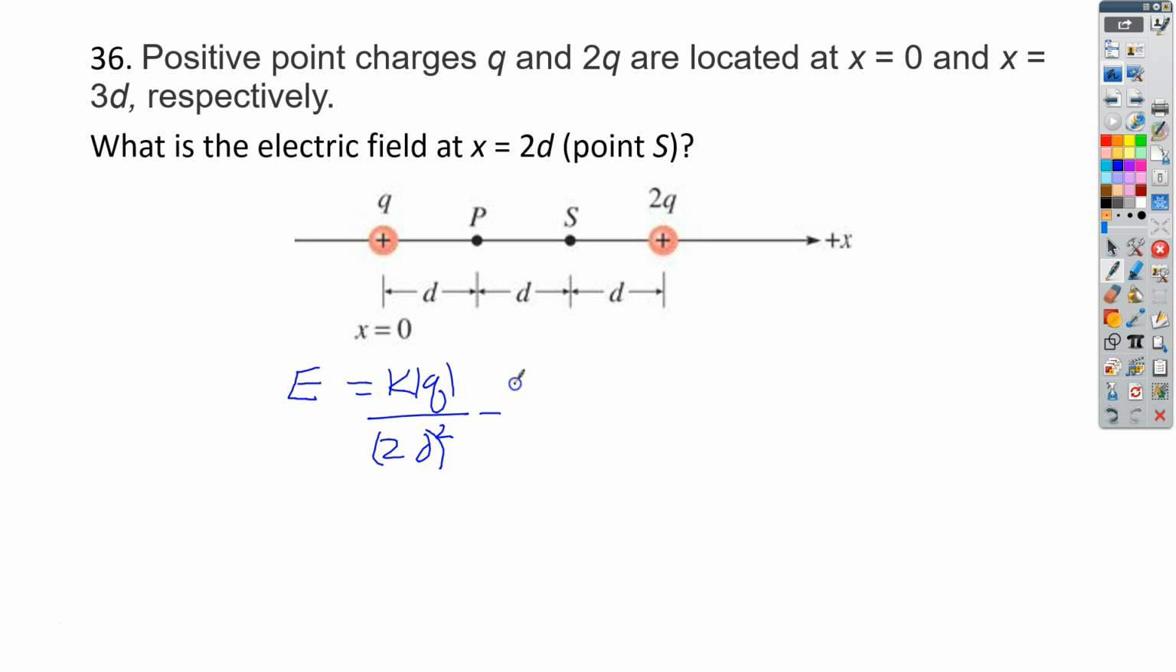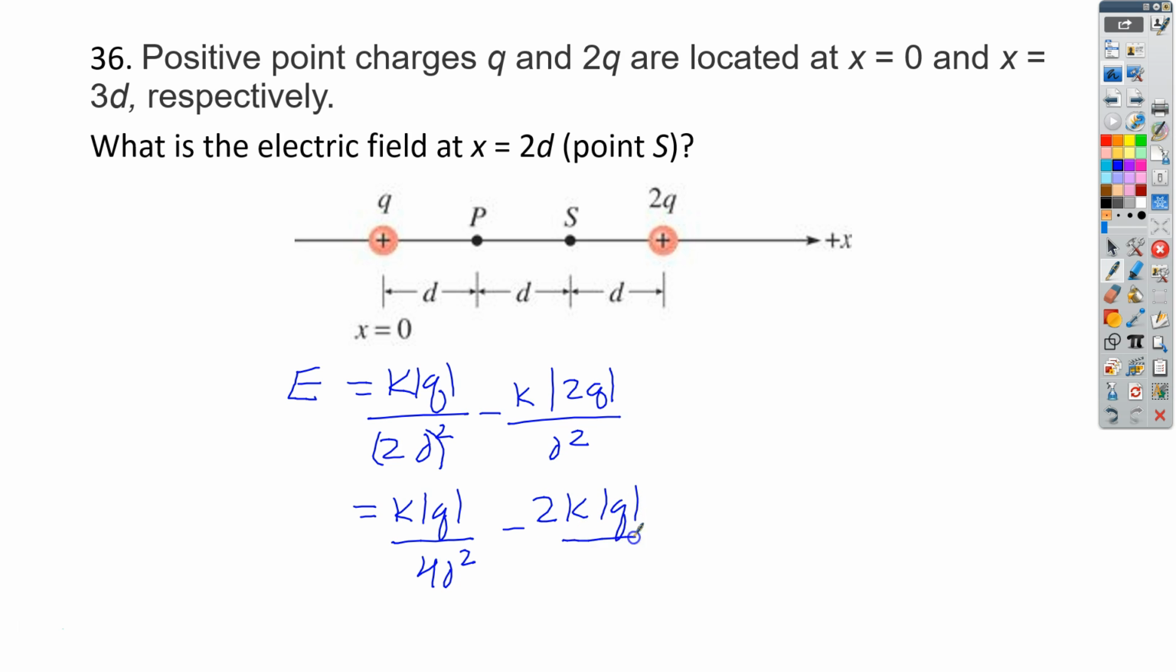Then we're going to subtract from it K times 2Q. So here's our other charge affecting S, and the distance to it is only D squared. So now we can go ahead and simplify. So this would be K times Q all over 4D squared minus 2 times K times the absolute value of Q all over D squared. And if you do a common denominator, D squared common denominator for both, and then add them together, you should end up with 7K times Q all over 4D squared.